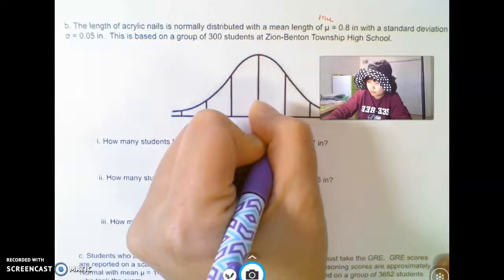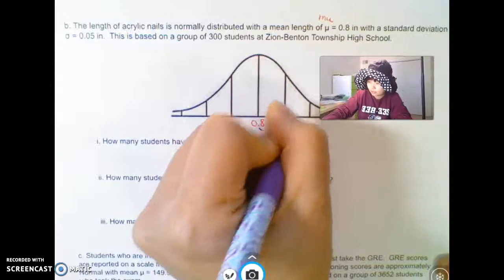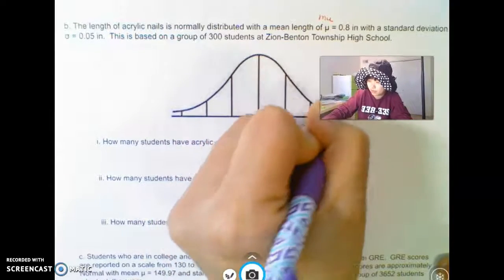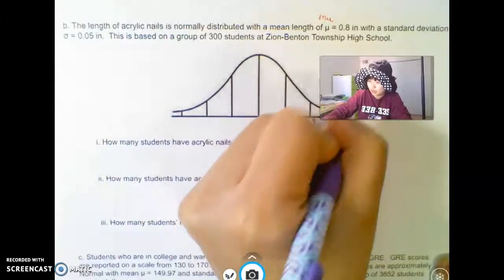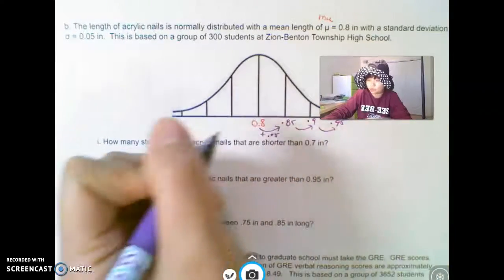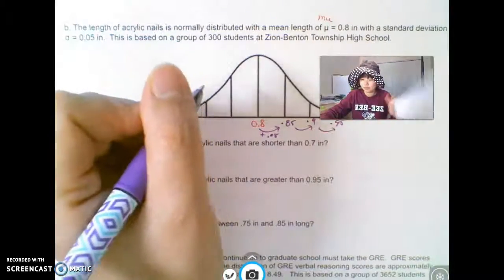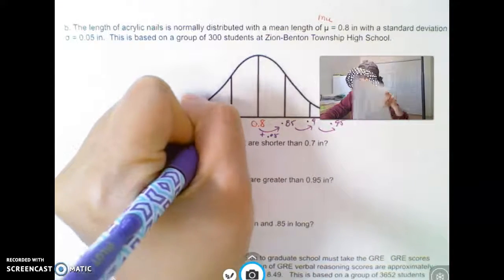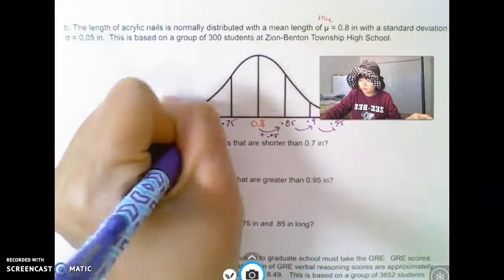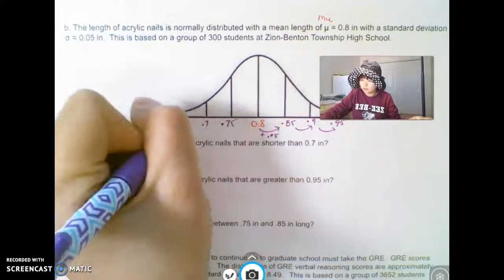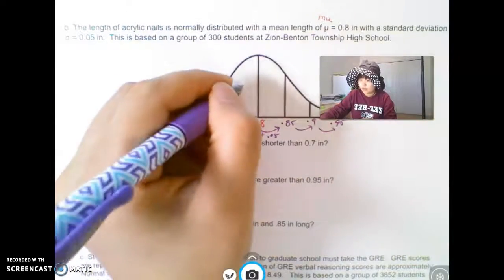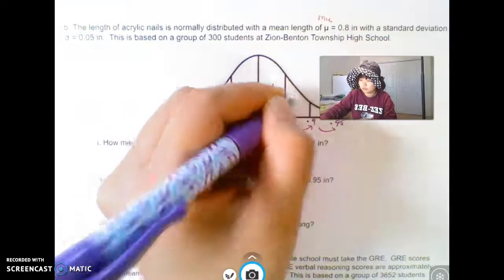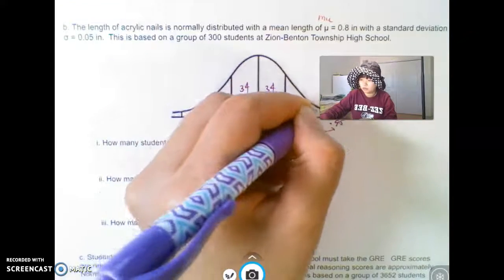So you add it, so it'll be 0.85, 0.9, 0.95. So you just have to add 0.05 each time. Right? And same thing, we subtract it each time, so you get 0.75, 0.7, 0.65. And then I would complete this.